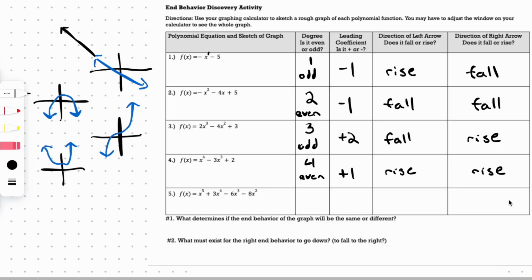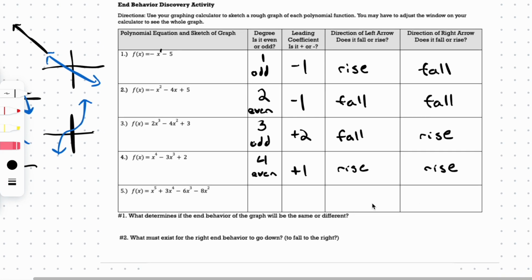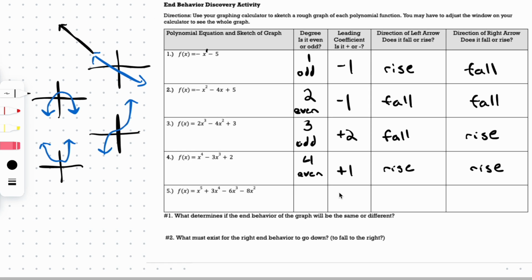Okay, so let's just take a second to analyze this. Let's look at 1 and 3. When we have an odd degree, how do the directions of our left arrow and right arrow change? Well, when both are odd, we notice that the direction of our left arrow and right arrow are different, okay? Because here it's rise and fall, and here it's fall and rise.